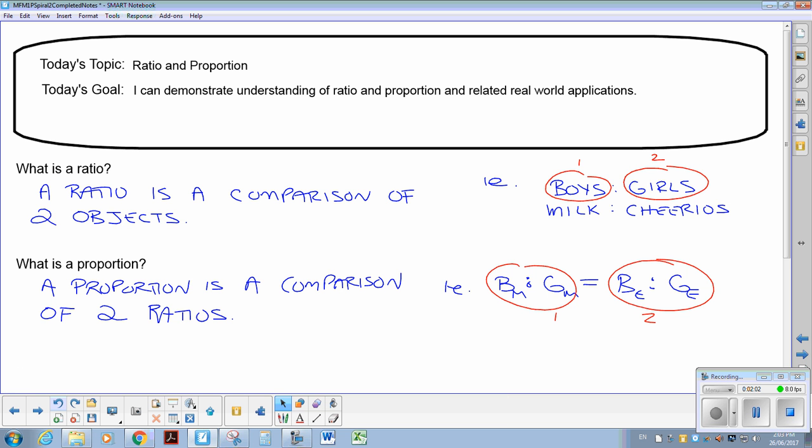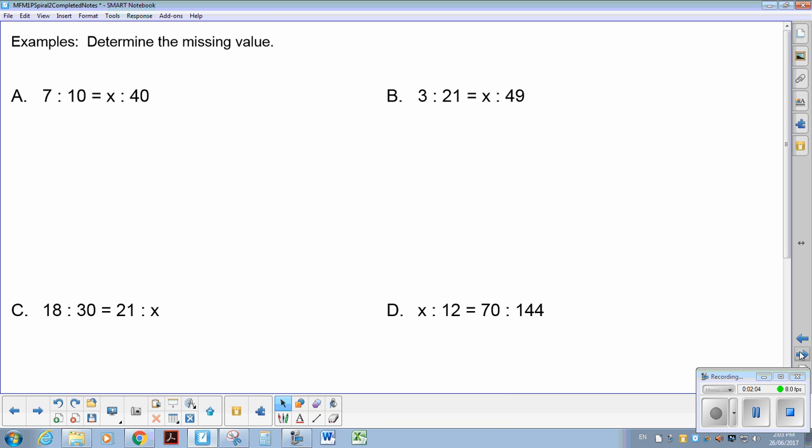All right. So I think we can dive right into some problems here. So determine the missing value. So this should be a review of yesterday. The only thing is we're making it a little bit more challenging. So again, if we want to compare, I need the factor. 7x doesn't work because I need another number. So how did the 10 become a 40? Well, we multiplied it by 4. So we're going to do the same for this. So therefore, x will equal 28. So yes, it is a review, refresher from yesterday.